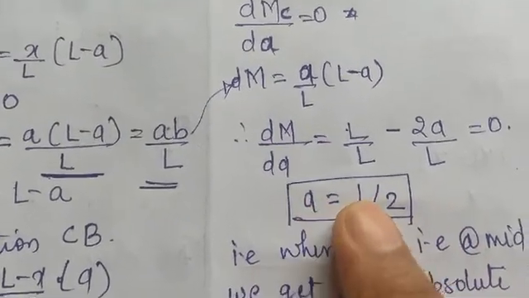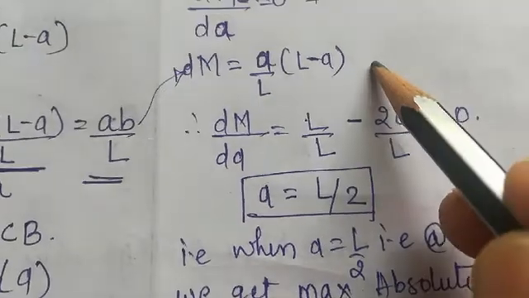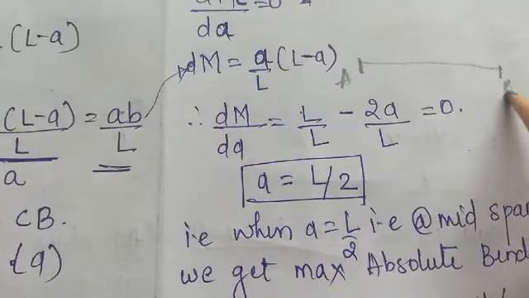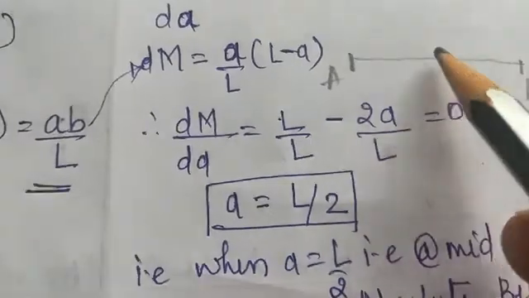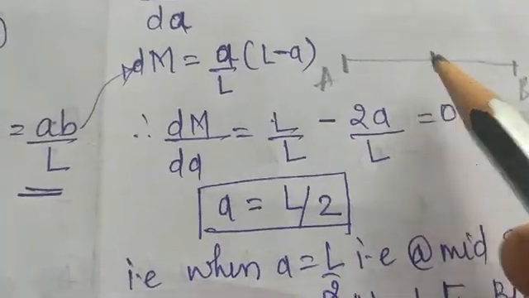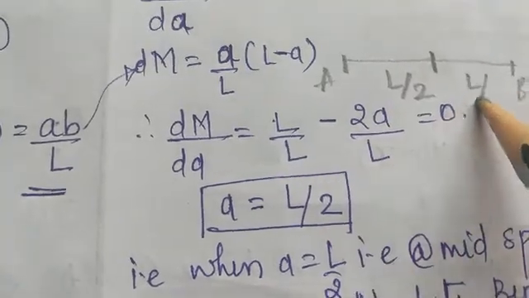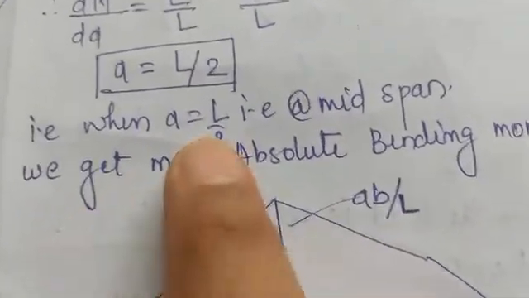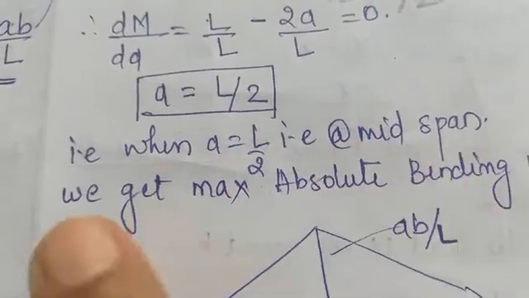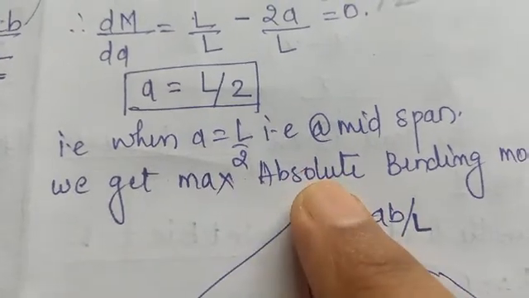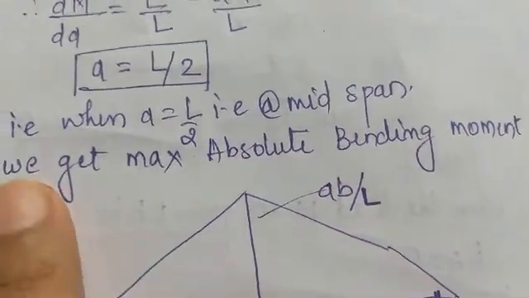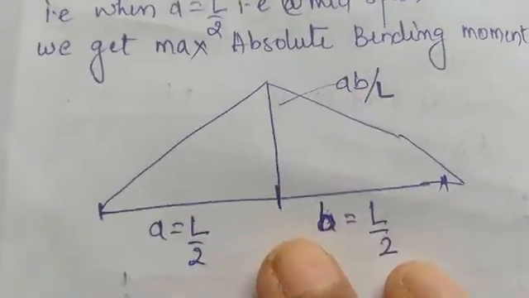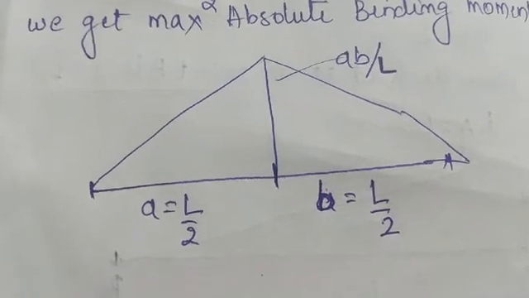What is the meaning of A is equal to L by 2? If this is your AB point, when this load has travelled till a distance of L divided by 2, that is when C section is exactly at the midpoint, when A is equal to L by 2, that is at mid span, we will get the maximum absolute bending moment, and the influence line diagram remains the same.